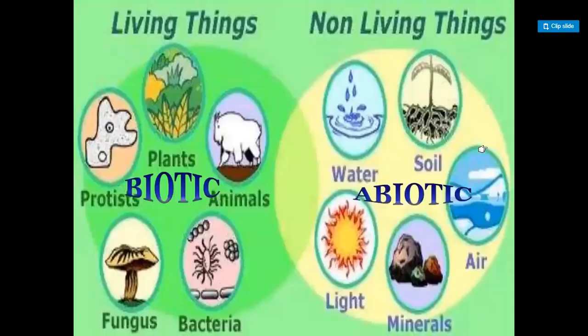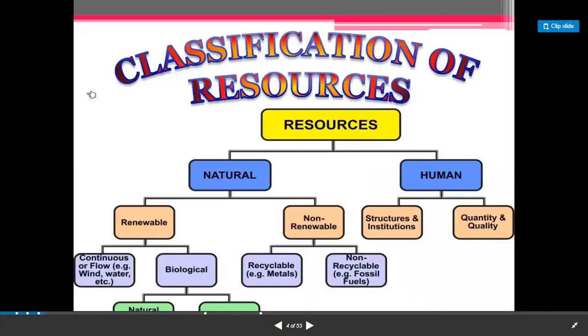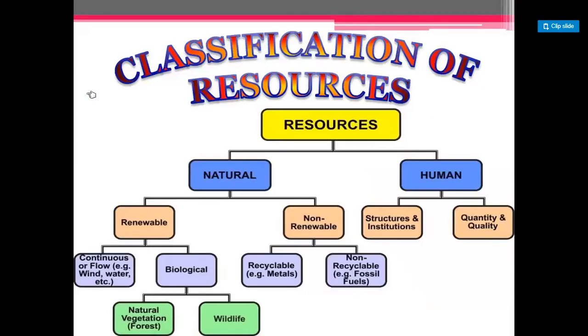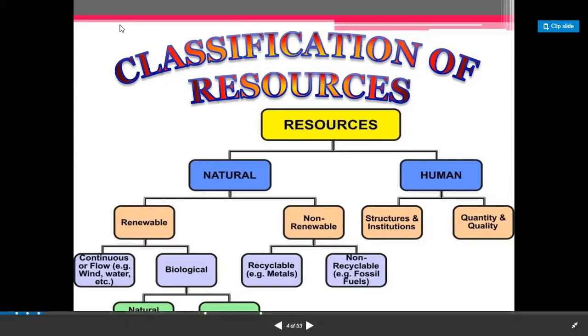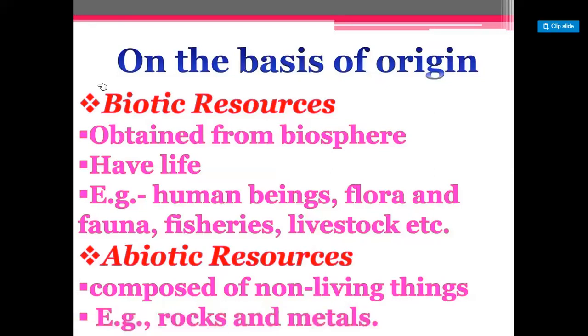Now, classification of resources. For the classification of resources, we can divide it into two categories, natural and human-made resources. And now here, we'll discuss natural resources. Natural resources, first categories on the basis of origin. That is having two parts, biotic and abiotic.